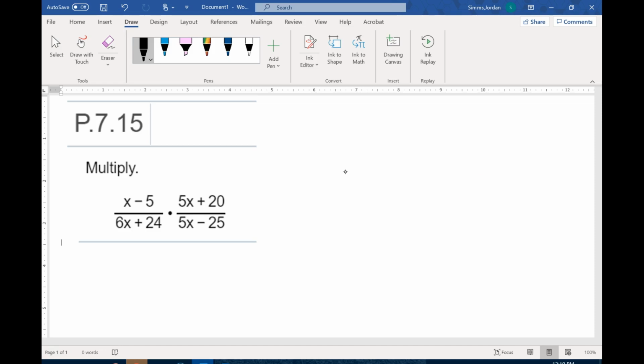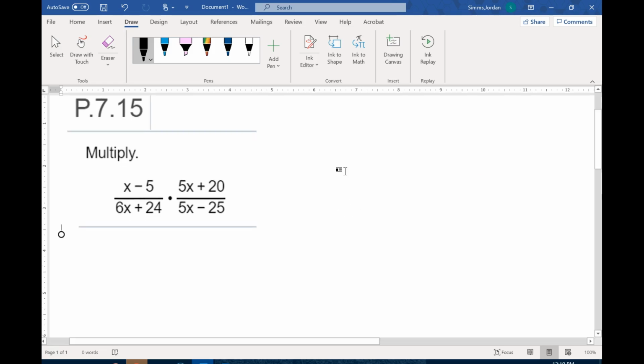The first step we should always do is just factor out what we can. Now here, I'm going to start with our first term, which is x minus 5. I'll just write that again. There's nothing we can factor out here. Over here, this is a binomial. We need to think about what the GCF is, which is 6, right? 6 divides into 6, and it divides into 24. So I'll just write the GCF.